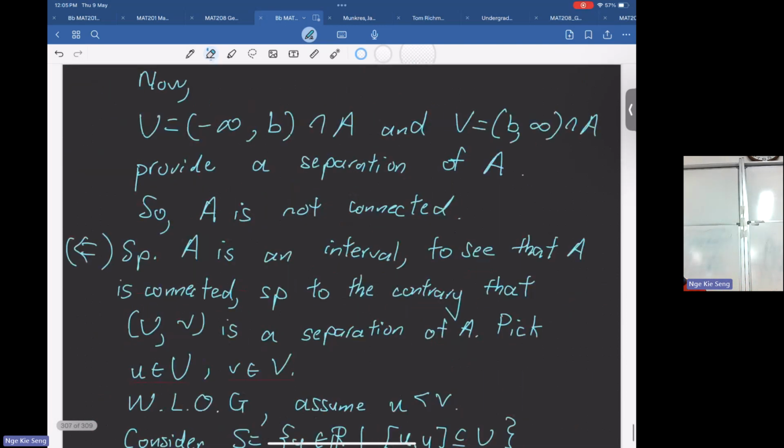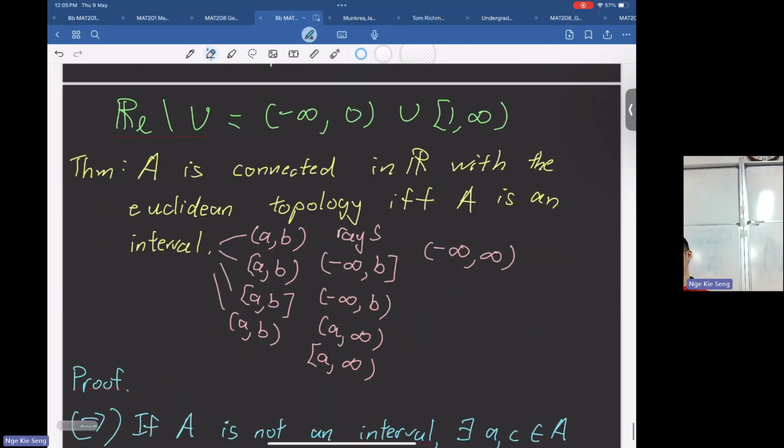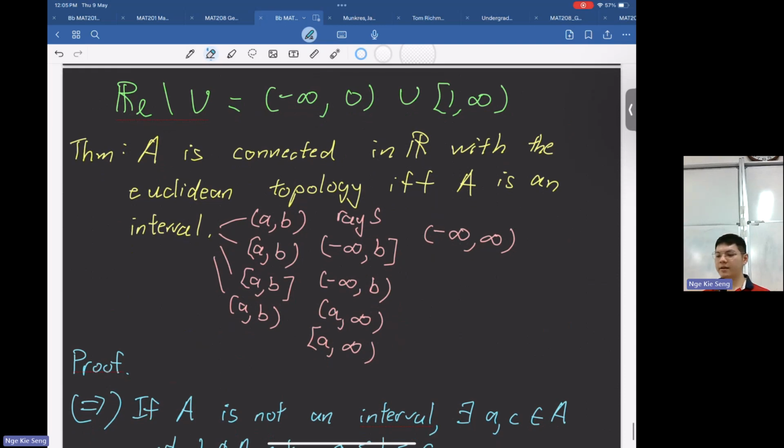So we proved that if you are a connected subspace in R, then you are an interval.